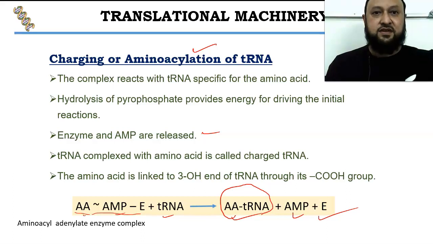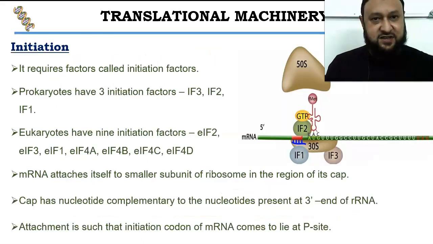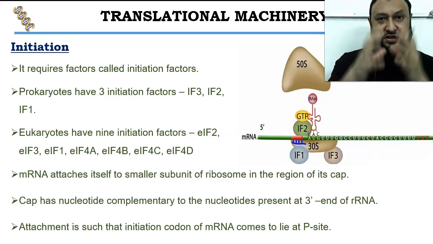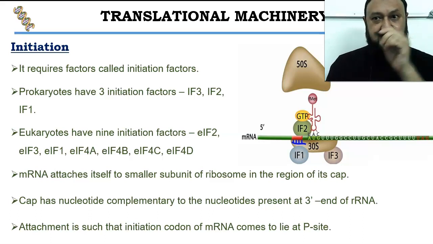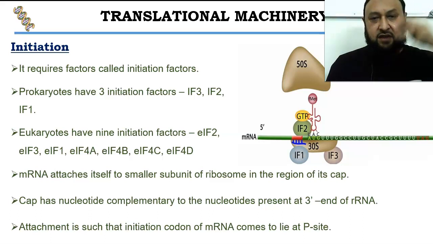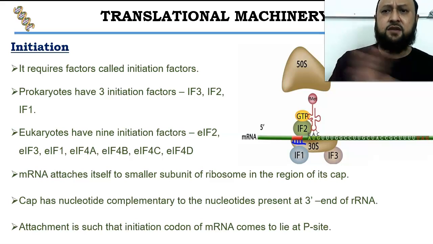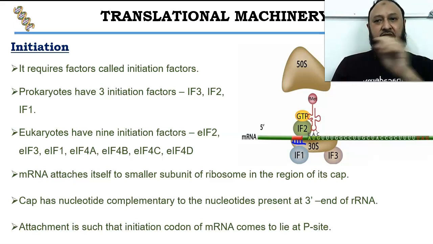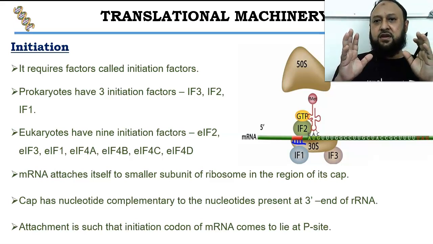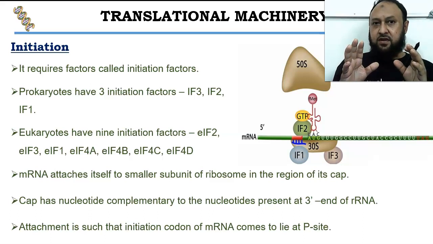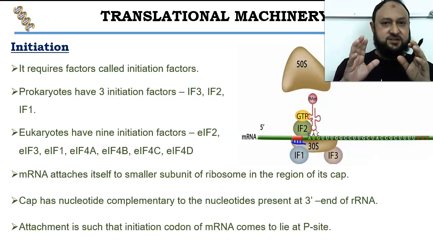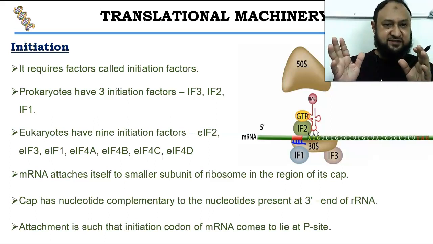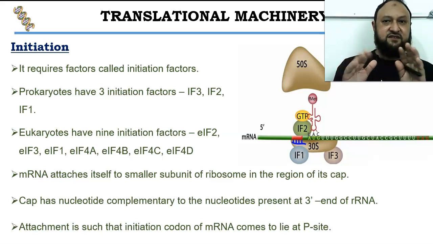Now, after this, the next process is initiation. Once charging has taken place, it is ready to go to the ribosome. What happens in initiation? It will identify the start. For that there are some initiation factors, IF3, IF2, IF1, but you should not remember all of these. You should remember that there are initiation factors in the cell for the initiation of translation. For both prokaryotic and eukaryotic cells, different types of initiation factors are there.